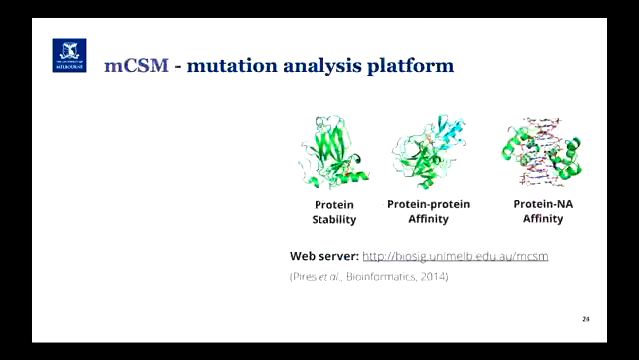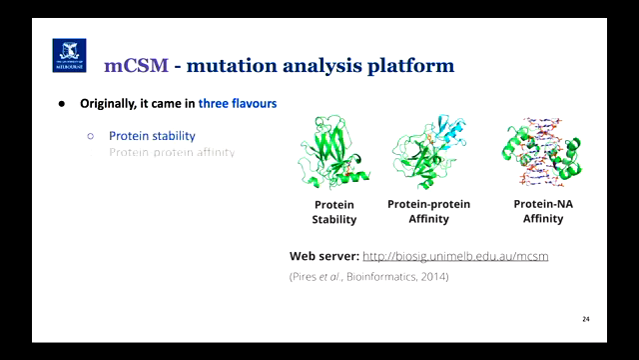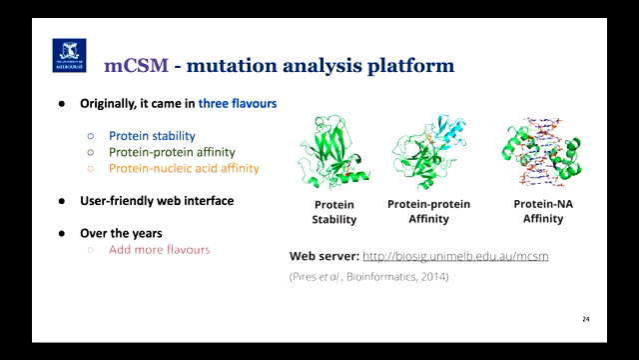And what we did first was actually trying to create a mutation analysis platform that came with 3 different flavors. So we used this information together with PRONIT and PROTERM databases, which were experimental databases on protein stability, to train a predictor on protein stability, and then used the SCAMP database to train a predictor on protein-protein affinity, and PRONIT on protein nucleic acid affinity. And these were made available as user-friendly web interfaces. And over the years, we've been adding more flavors to it. So these are basically 3 potential molecular mechanisms by which mutations can affect protein structure and function.